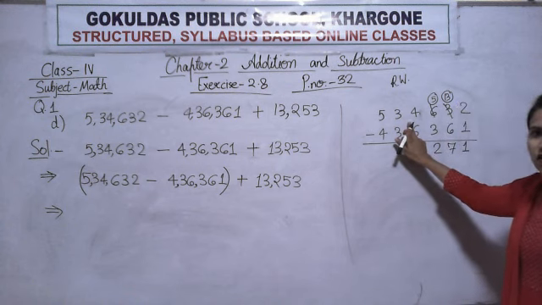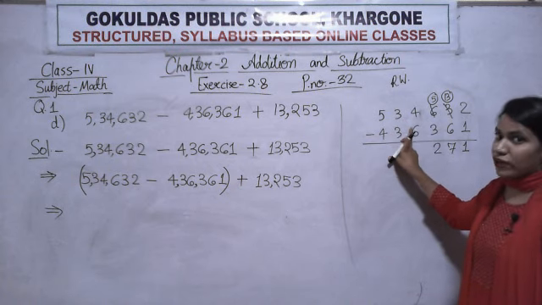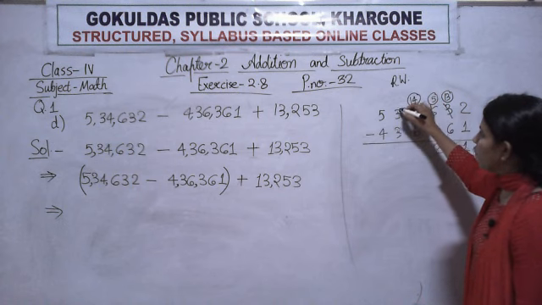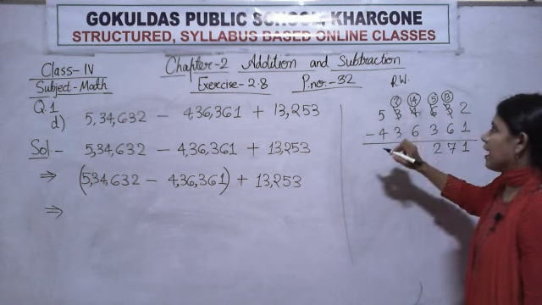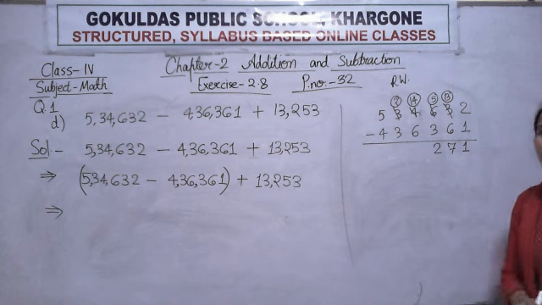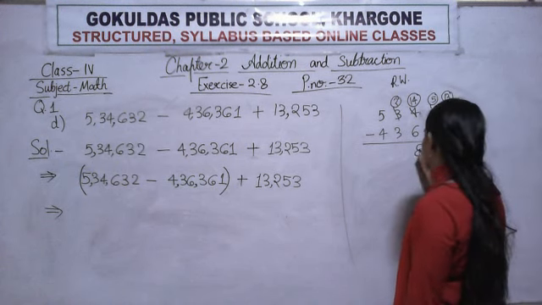Now solve the next column. That is 4 minus 6. 4 is smaller than 6. You cannot subtract. Then what do you have to do? You have to take the borrow. It becomes 14. This 3 has given one borrow. Here only 2 is left. Okay. Now solve this column. 14 minus 6. Yes, 8 is the right answer.